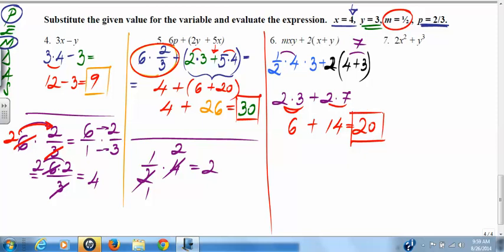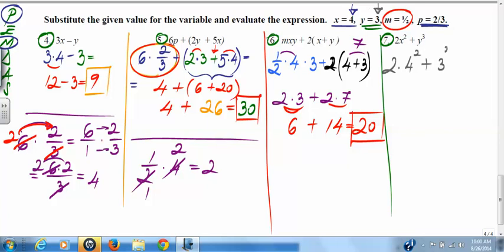Good. We're moving on fast. Let's try the next one. Problem number 7, right? Be careful, these are the problem numbers, not any other numbers added to your expression. 2x squared, 2 times, what is your x? 4 squared, okay, plus y squared, what is your y? Y is 3. When it's not squared, I'm sorry, it's cubed. Very good if you caught that.